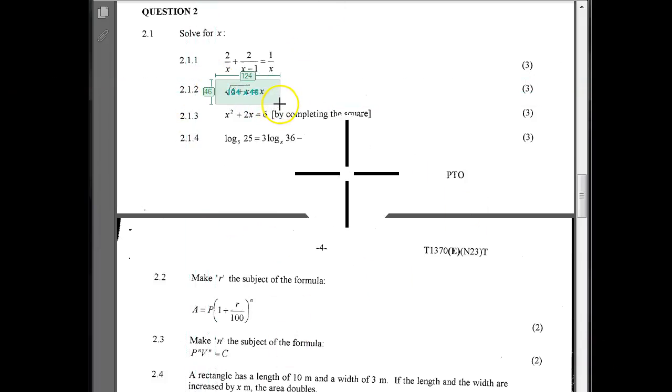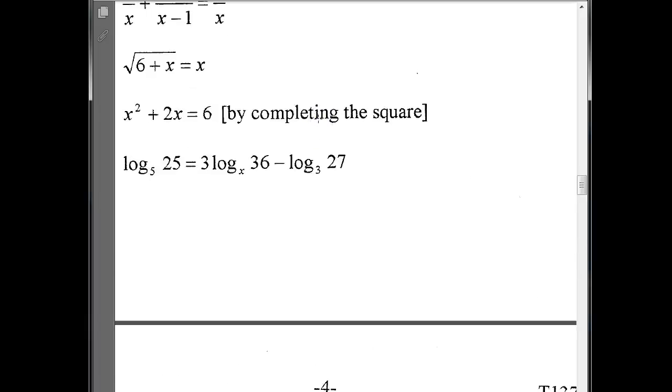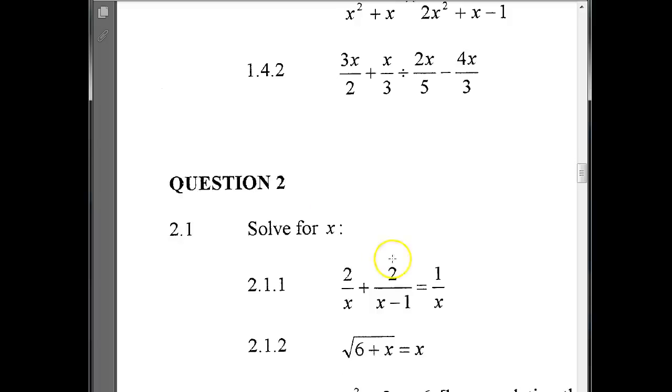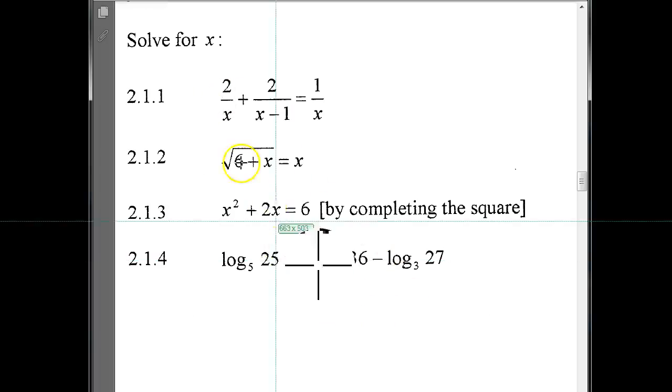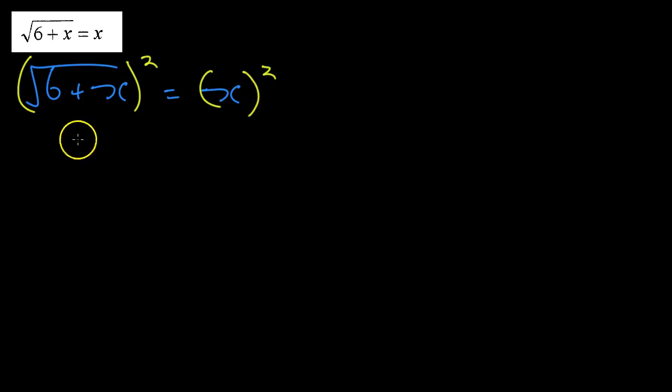Going to make this slightly bigger. So the question is the square root of 6 plus x equals x. Now, what's important to realize here is that we have a square root. So what we're going to do is square both sides. If we square both sides, then the square root and the square cancel, right? So we have 6 plus x, and this will be x squared.